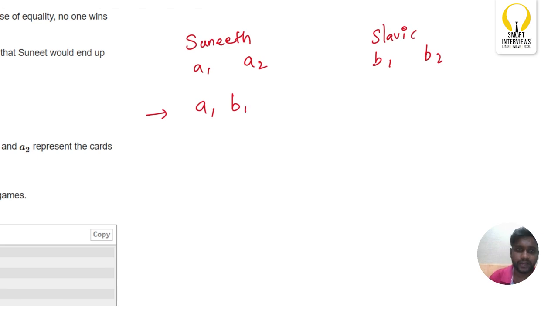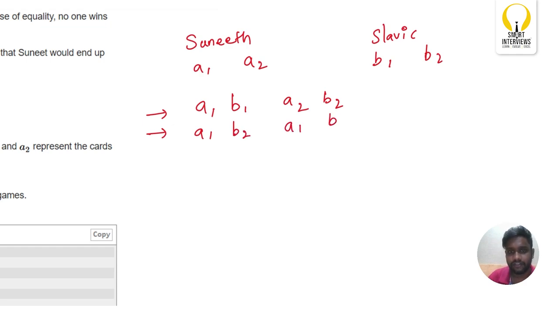Let's say he picked B1. What is the next move? A2, B2. This is the first flip. This is the second flip. Similarly, for the same A1 that Sunit is picking, Slavik can pick B2.